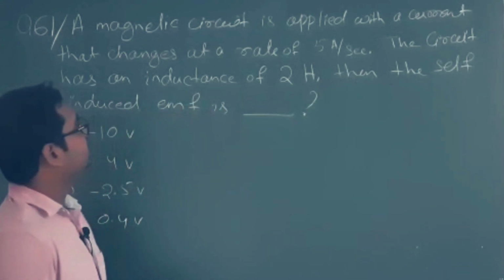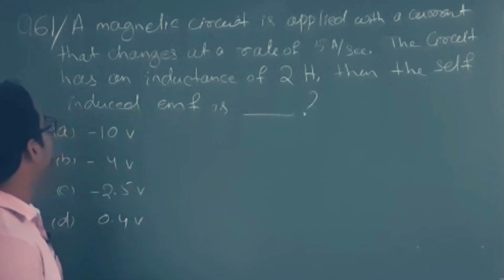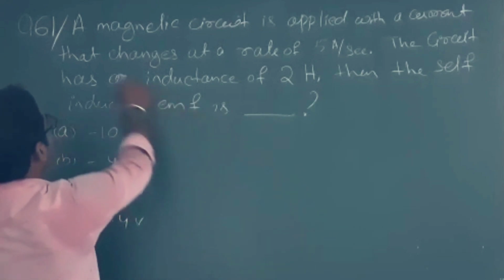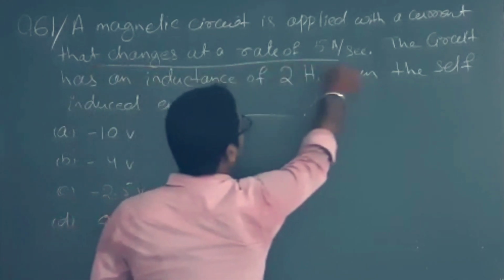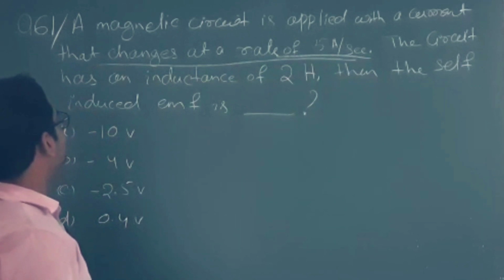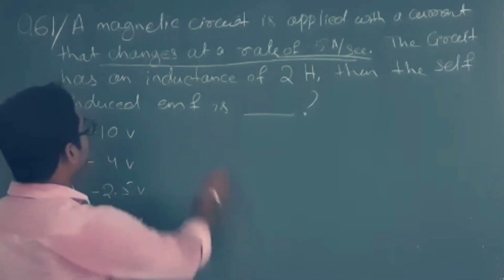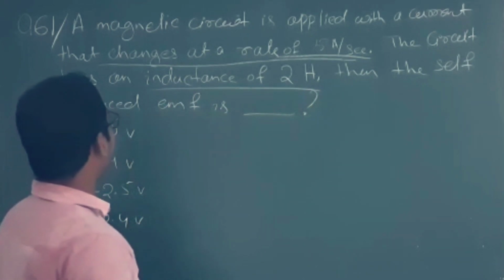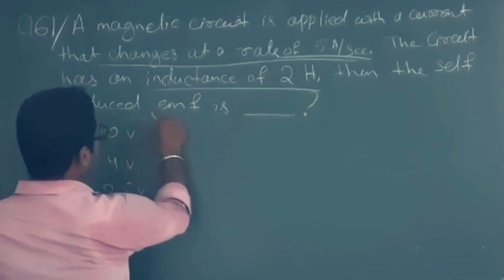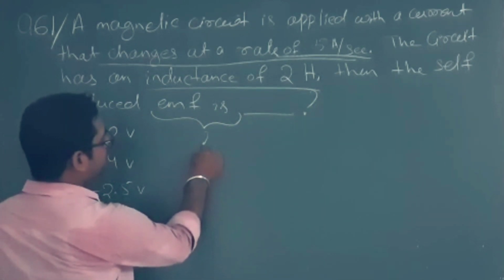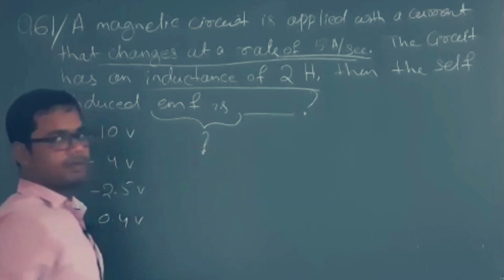Starting with question number 61. A magnetic circuit is applied with a current that changes at a rate of 5 ampere per second. So the rate of change of current is given. Then the circuit has an inductance of 2 Henry. The inductance is given as 2 Henry. The question is to find the self-induced EMF. What is the value of the induced EMF?